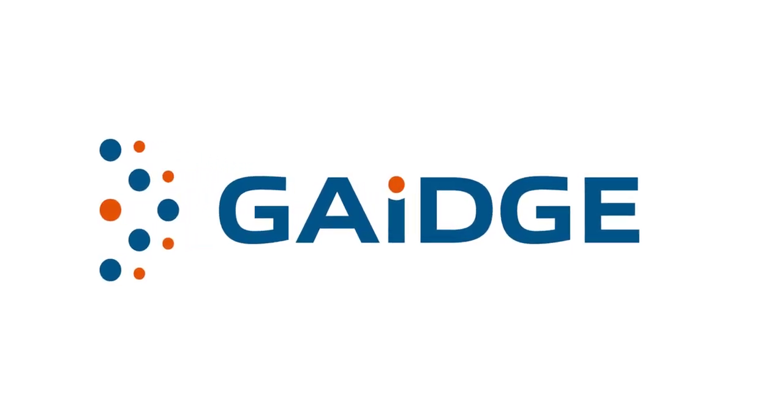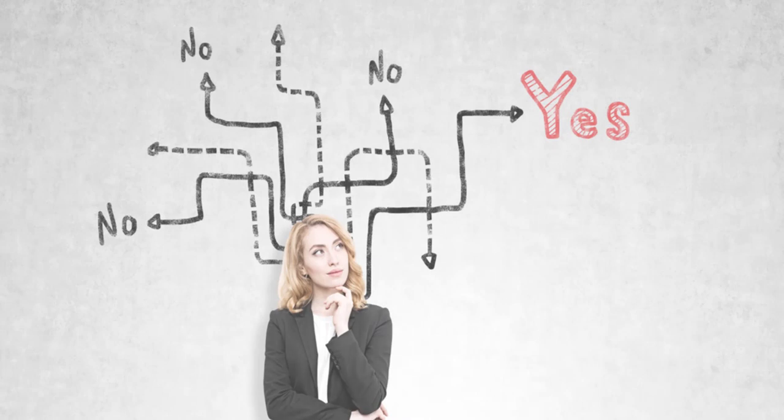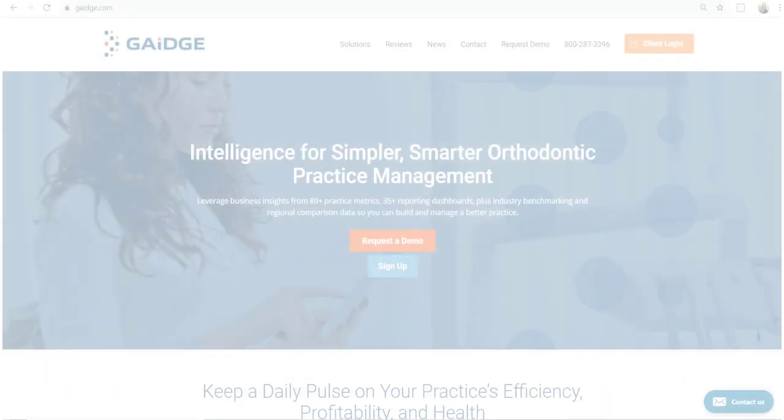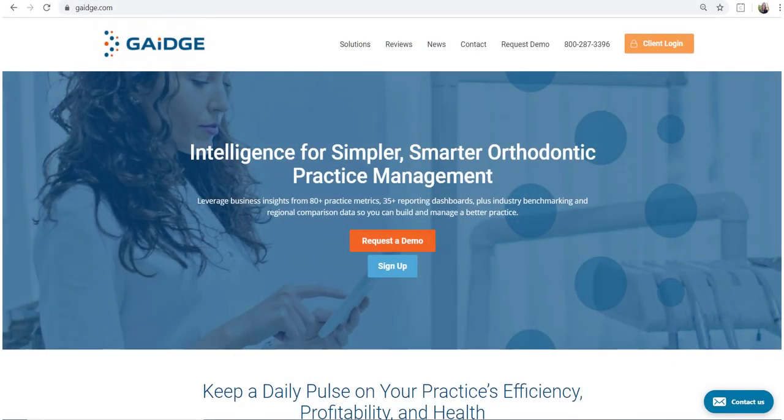Even the best orthodontic practices need clear insights into their financial performance, operations, and efficiency. Driving decisions based on data gives practice owners and teams a competitive edge, and it helps them thrive in today's environment. Gaidge is an essential business analytics software built for orthodontists.